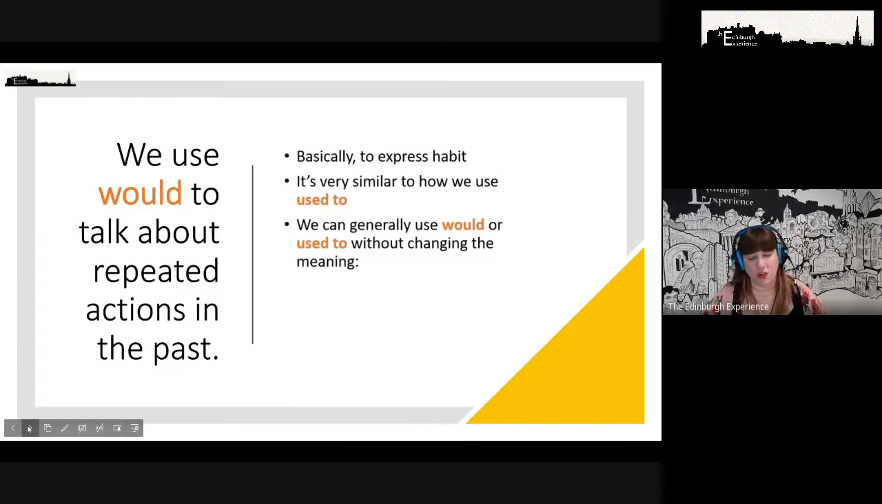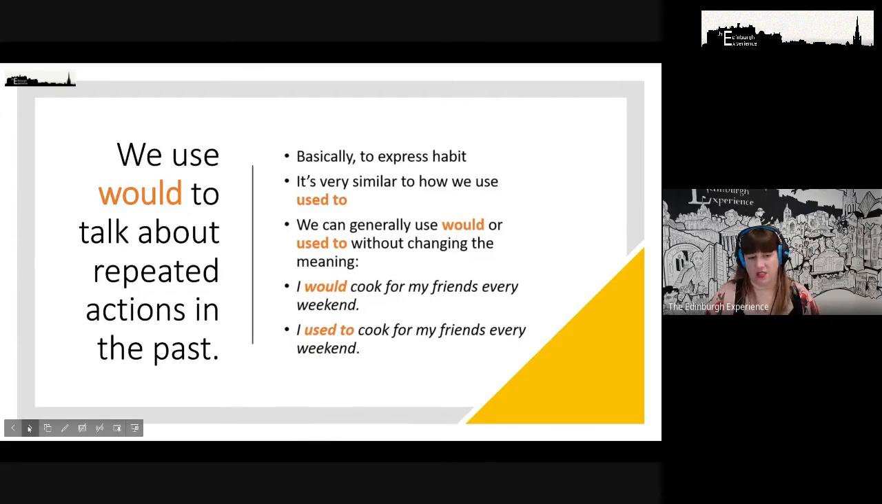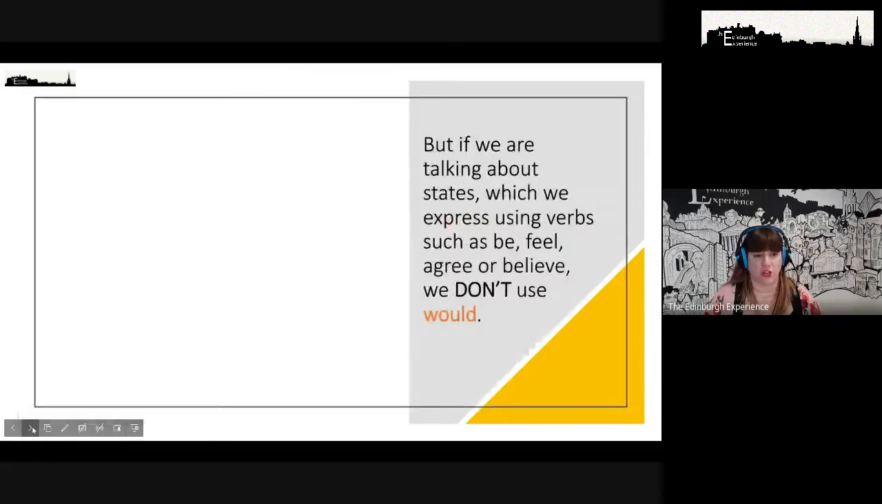And normally you could interchange both of those structures, would or used to, and the meaning won't really make any difference. So I could say I'd cook for my friends every weekend, or I could say I used to cook for my friends every weekend. They're very similar. Used to has that emphasis that you don't do it anymore. Would has this idea of a repeated past habit, okay? But they are quite interchangeable.